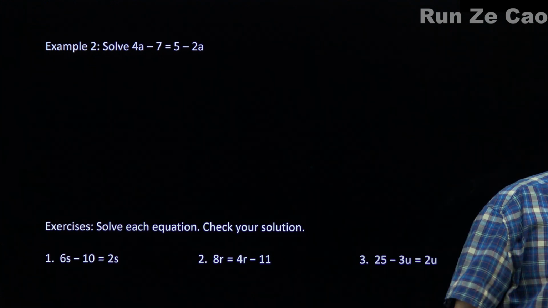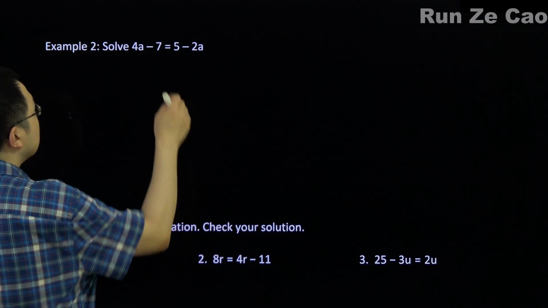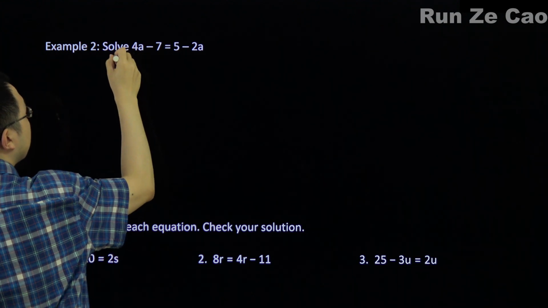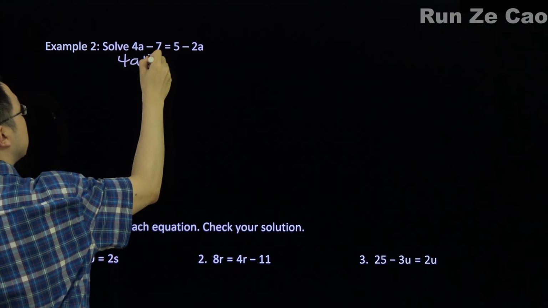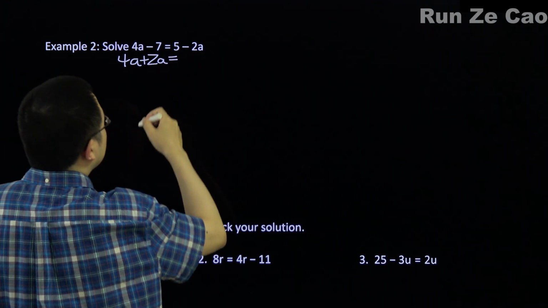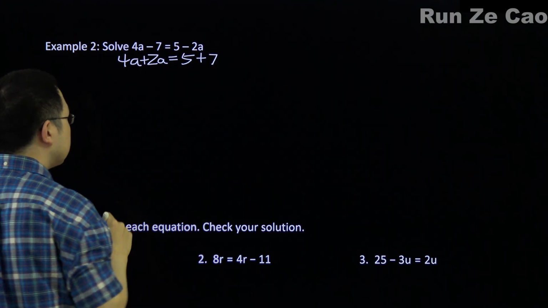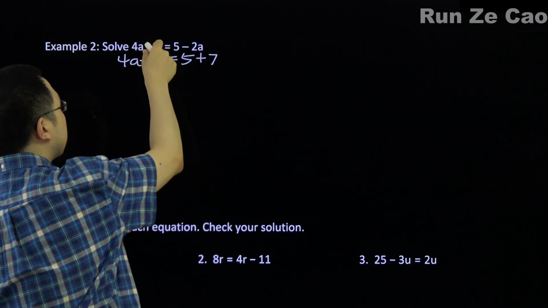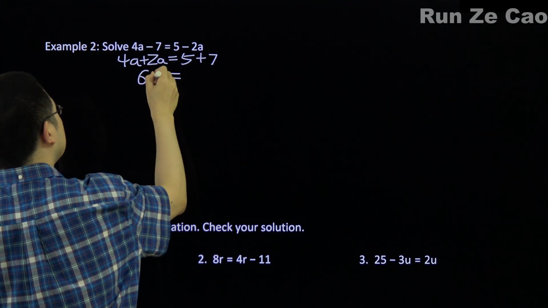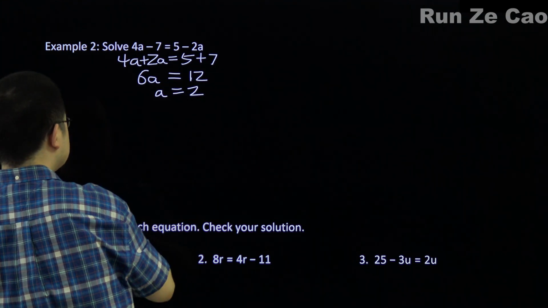Now solve 4a minus 7 is equal to 5 minus 2a. Well, you isolate the a's and you move everything else to the other side. That means you end up with 4a plus 2a, because you add 2a to both sides. And it cancels on this side. And you get 5 plus 7. You can think of it as moving it over and changing signs or adding 7 to both sides. It doesn't matter. Same result either way. So 6a is equal to 12. a is equal to 2.